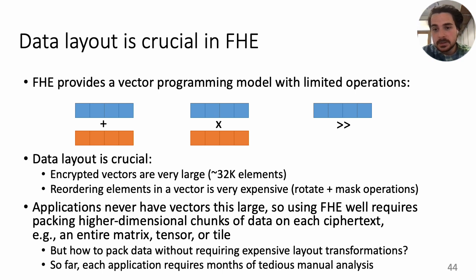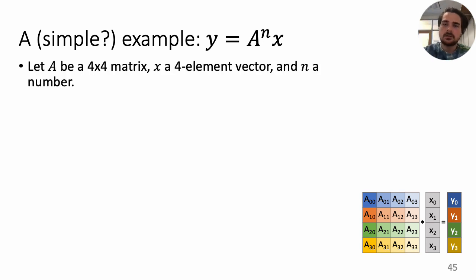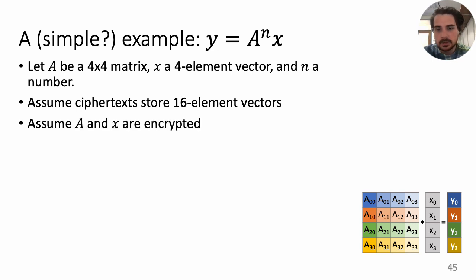Before Felipe, this was done manually by FHE experts. To see how hard doing this manually is, let's use an example. So let's try to do a bunch of matrix vector multiplies of a 4x4 matrix A and a 4-element vector X. So we want to compute AX, A squared X, A cubed X, and so on. Assume that a ciphertext holds 16 elements and that both A and X are encrypted. I mean, how hard can it be?